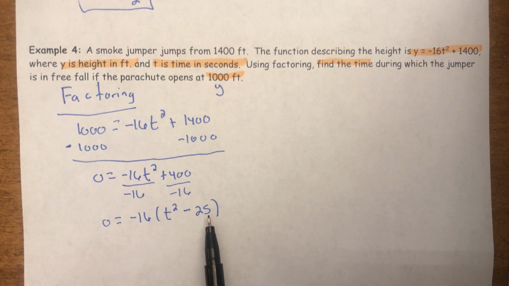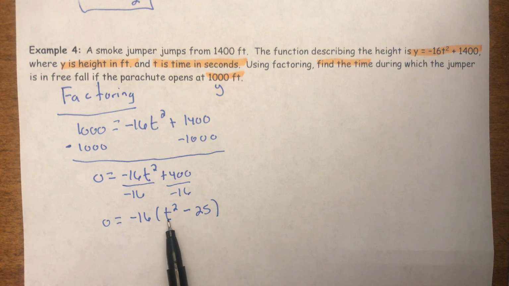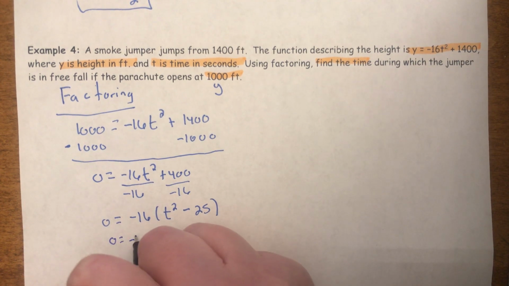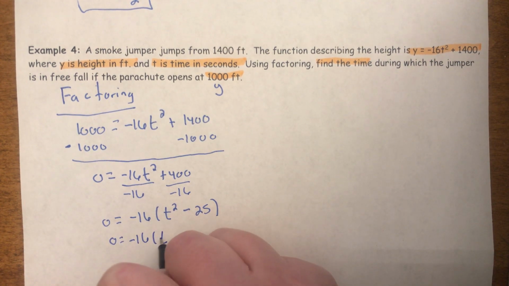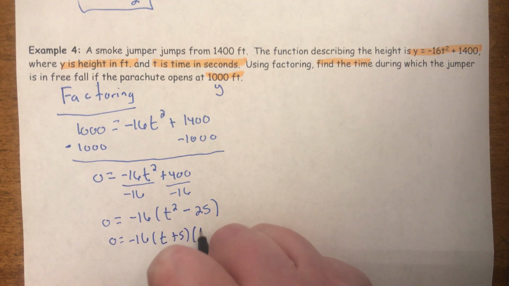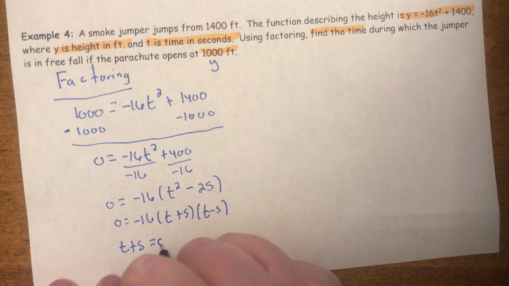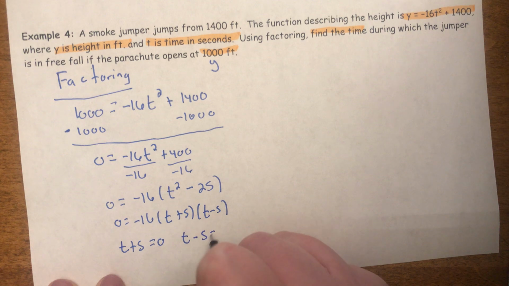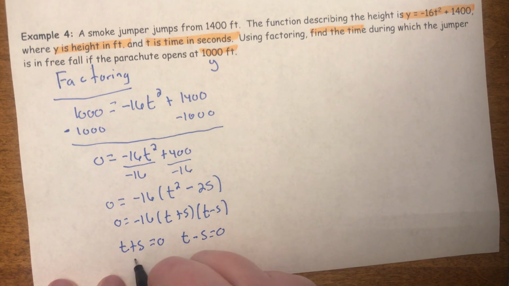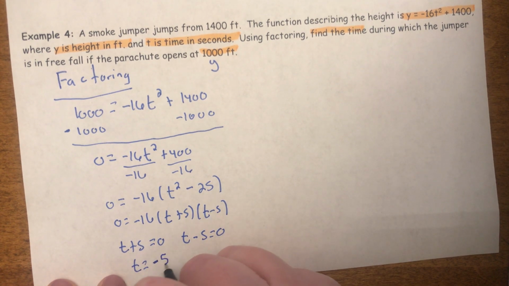To factor t squared minus 25 as a difference of squares, I take the square root of each one. The square root of t squared is t. The square root of 25 is 5. So this factors into negative 16 times t plus 5 times t minus 5. Now to solve, we take each factor, t plus 5, and set it equal to 0, and t minus 5, and set it equal to 0. When I solve, I get t is equal to negative 5 seconds, or t is equal to positive 5 seconds.